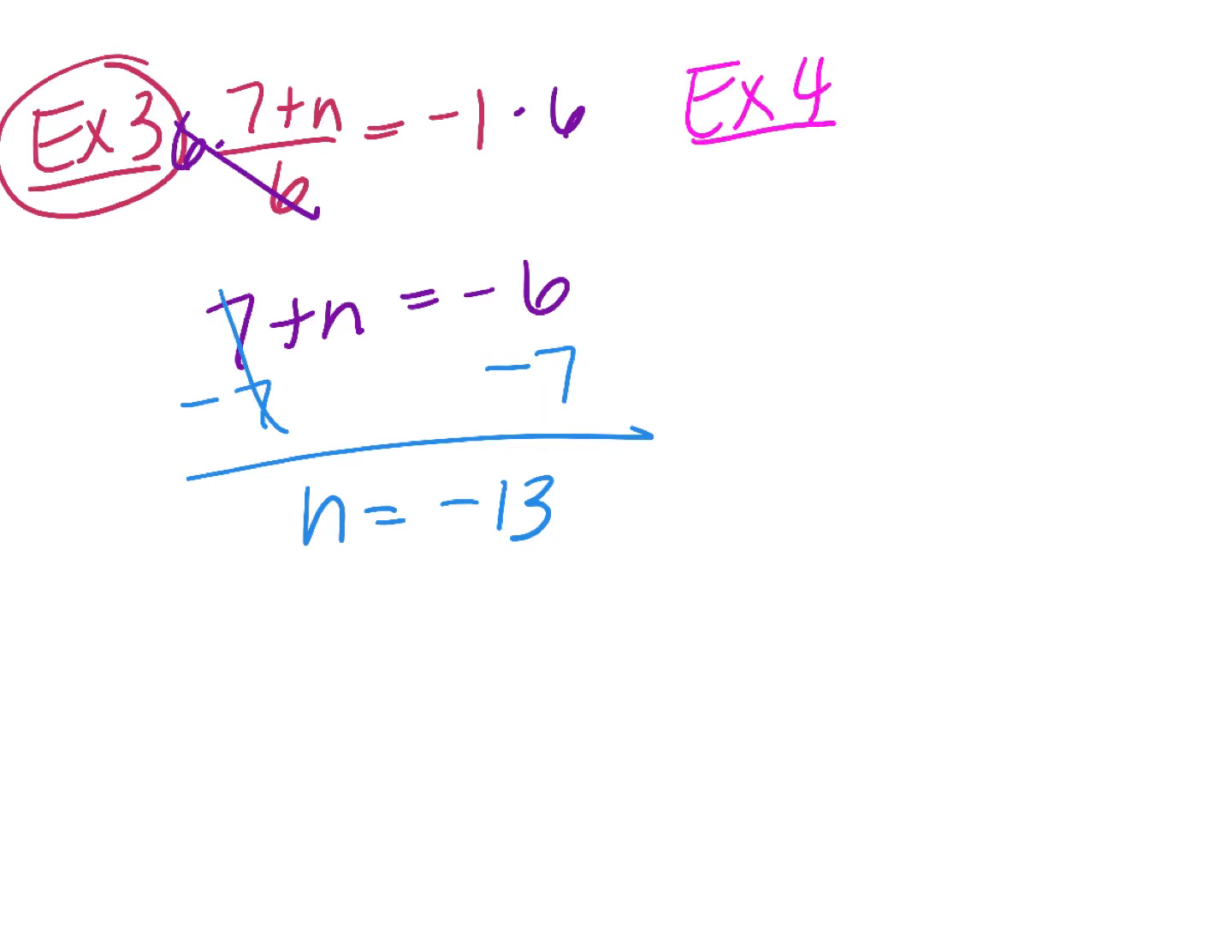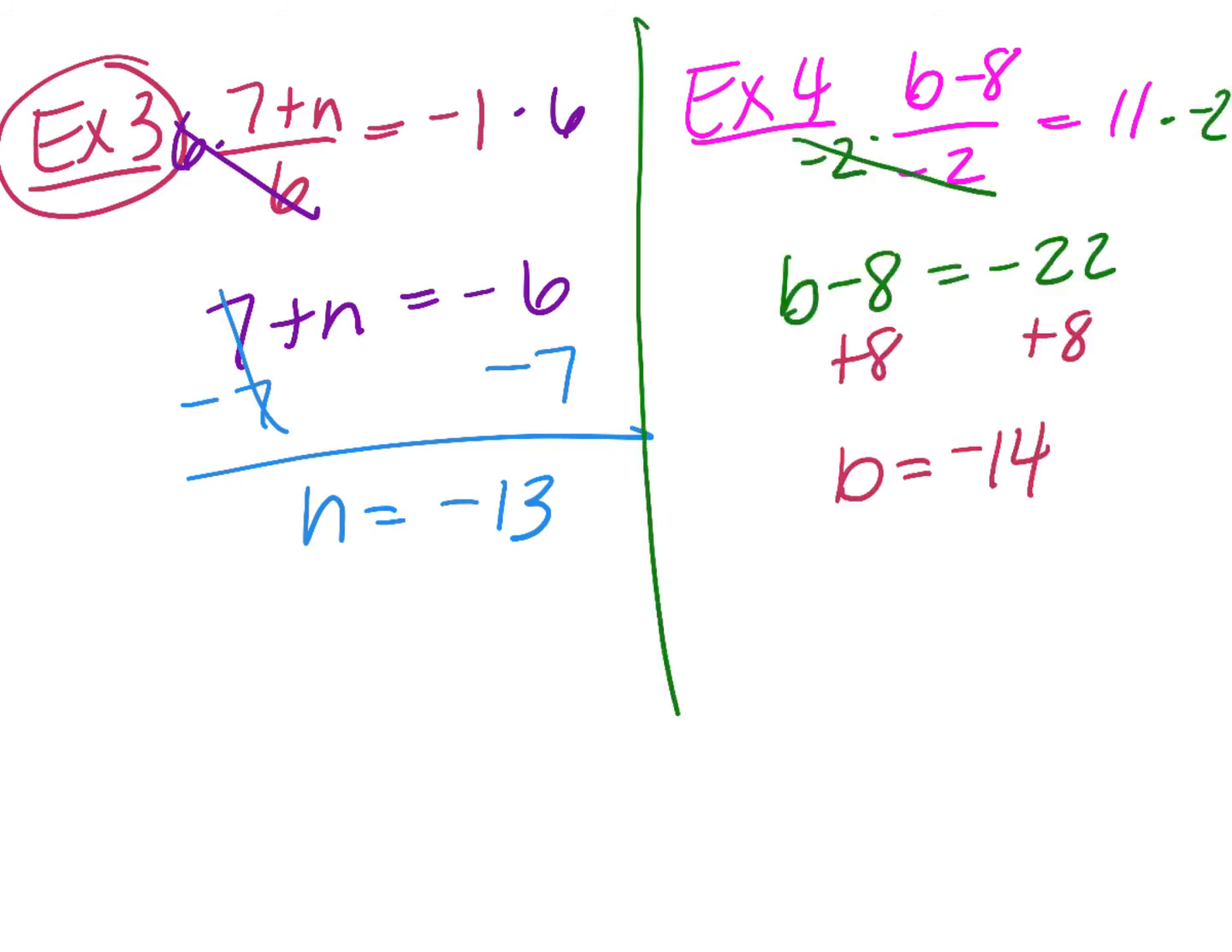All right, so one I want you to try yourself that looks just like this. Example 4 is b minus 8 over -2 equals 11. Pause the video and try this, see how you do, and then come back and check your work. All right, hopefully you paused the video and tried this problem. You multiply by the -2 on both sides. Then we get b minus 8 equals -22. Add 8 to both sides to get b by itself, and we get b equals -14.